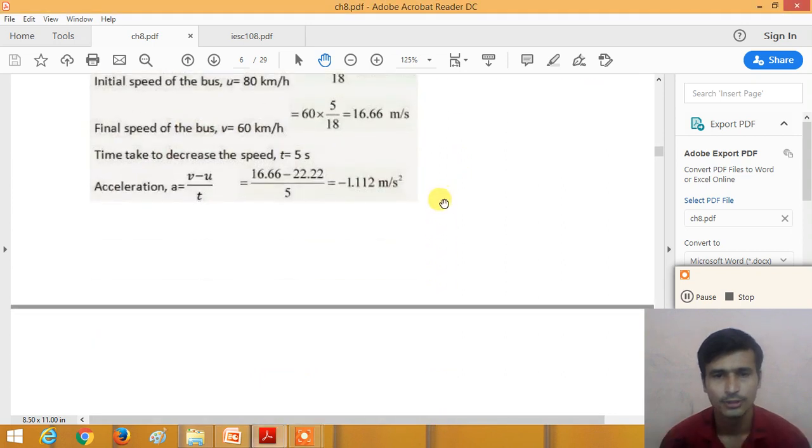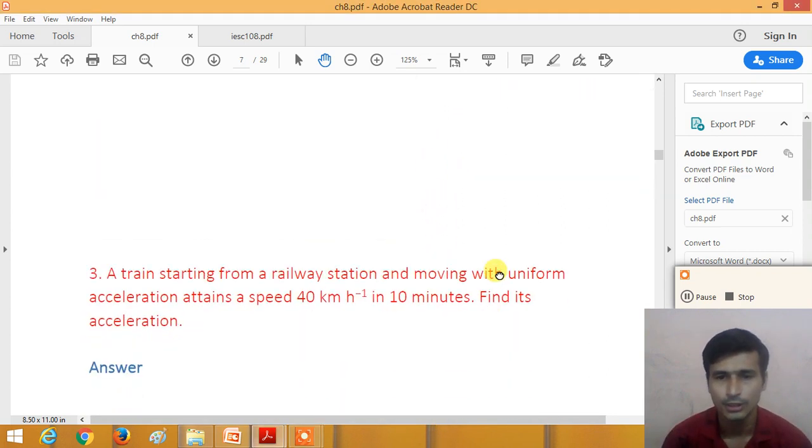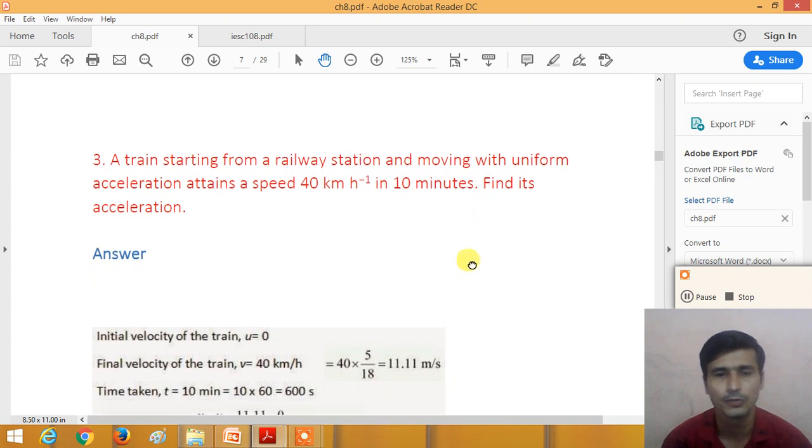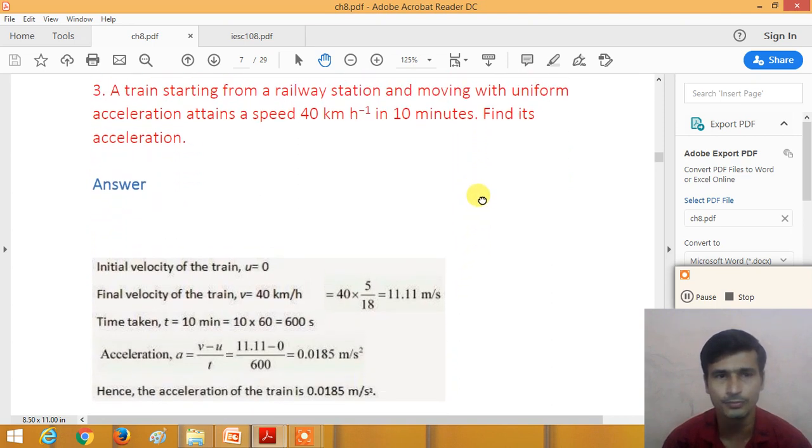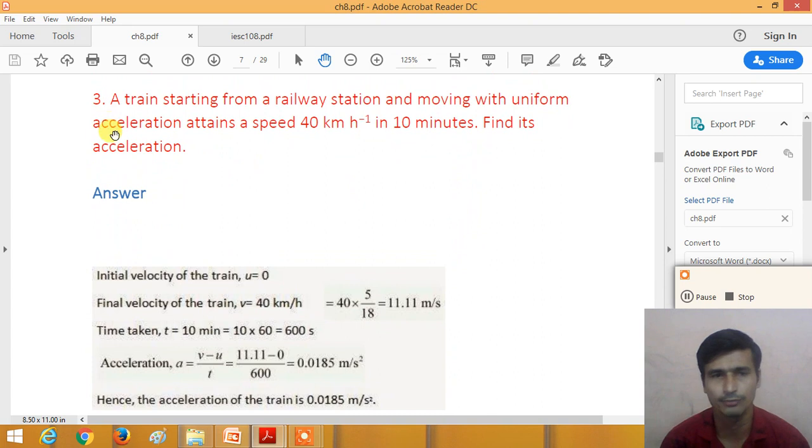So now we discuss a third question on page number 103, right? So third question, what is the third question? A train starting from a railway station and moving with the uniform acceleration attains a speed of 40 kilometer per hour in 10 minute. Find its acceleration, right? So here a train starting from railway station from rest condition, right?